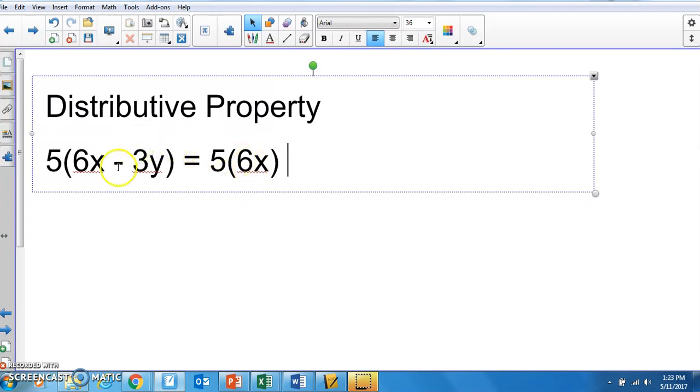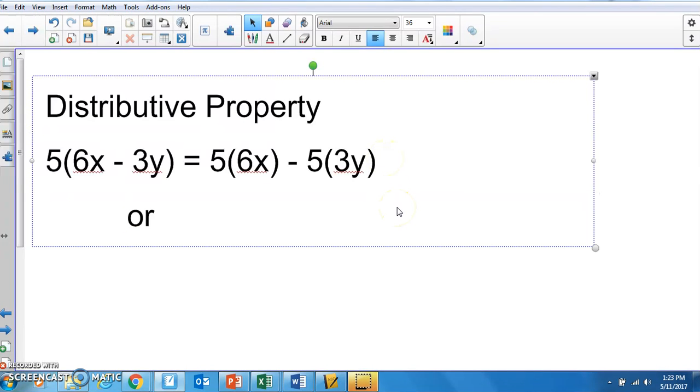Now, some people like to bring that minus sign over, and if you bring the minus sign over, we just have minus 5 times 3y. Some people like to look at this and say, okay, that represents a negative 3y. So some people would do it this way. Or 5 times 6x plus 5, because this 5 right here is positive, and then multiply that times a negative 3y.